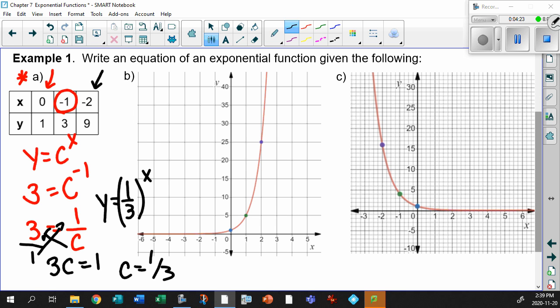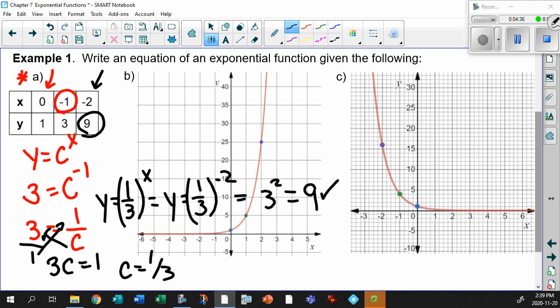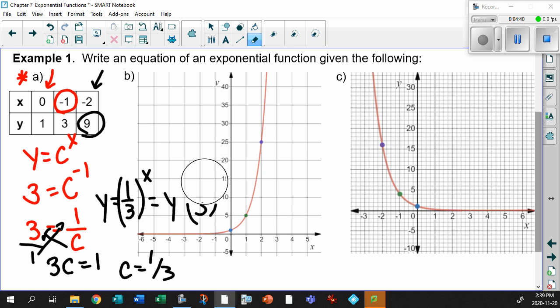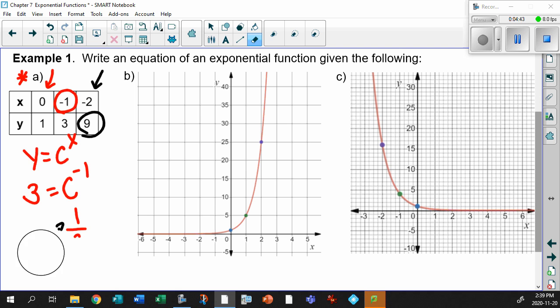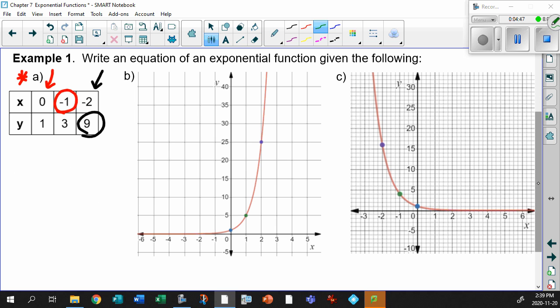And does that work? You betcha. Put in a -2. This becomes y equals (1/3) to the -2. Means to flip it, it becomes 3 squared, which is 9, which is what you have. See how it works? Super cool. Okay, with that in mind, let's go on to the next question, which is a graphic question. I'll write up the answer again here so you can see it: y equals (1/3) to the x. Nice. Now, look at our next graphic question.